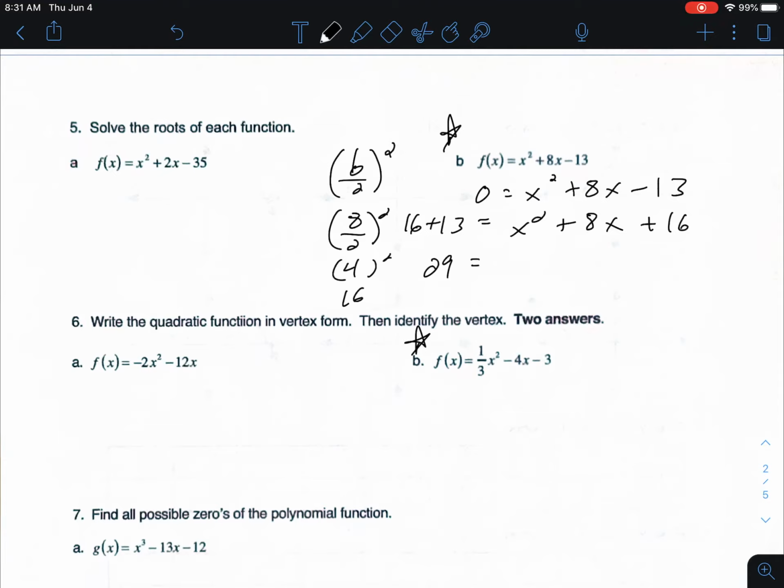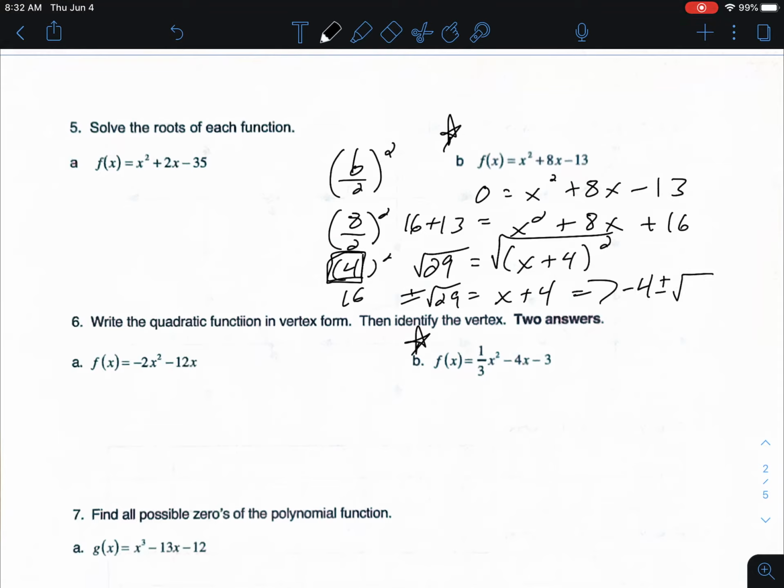That's 29. This now is a perfect square trinomial, so we know it's going to be that value squared. Take the square root on both sides. That's plus or minus the square root of 29 equals x plus 4. And then subtract 4 from both sides: -4 plus or minus the square root of 29. And there you go. That's completing the square.